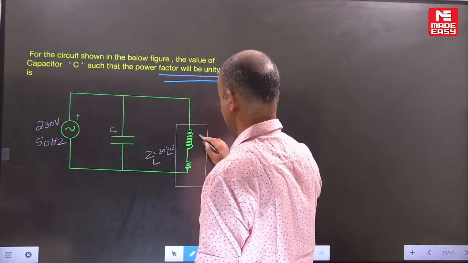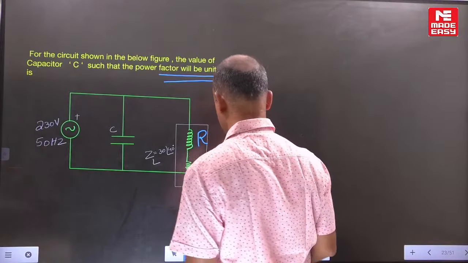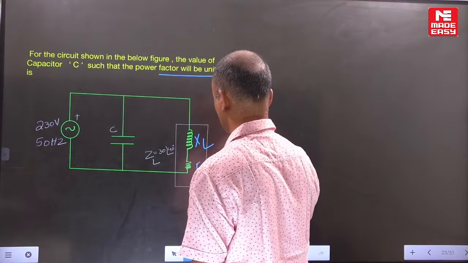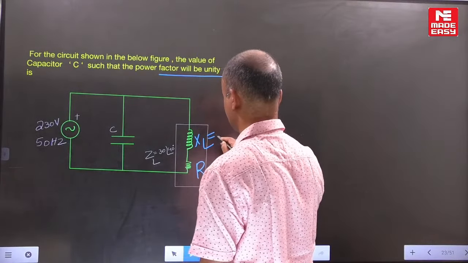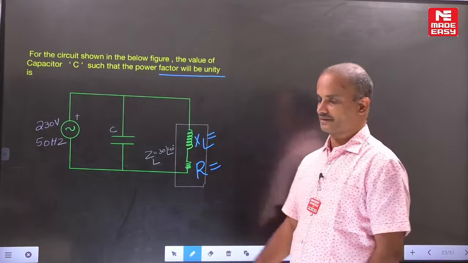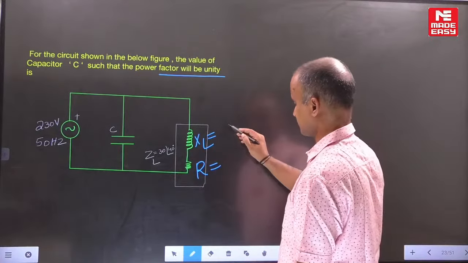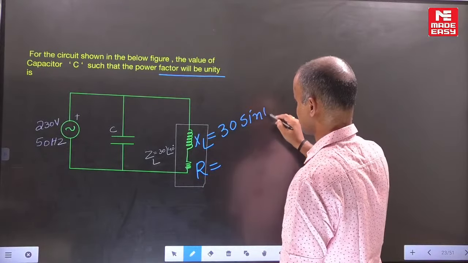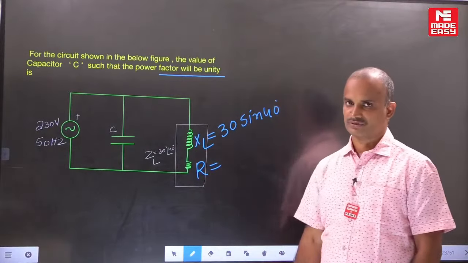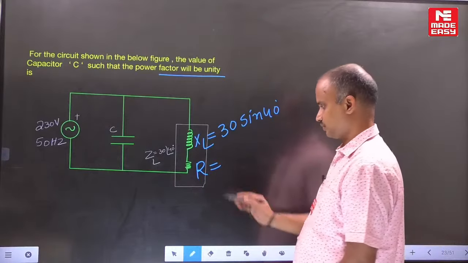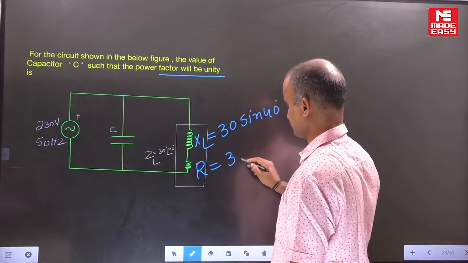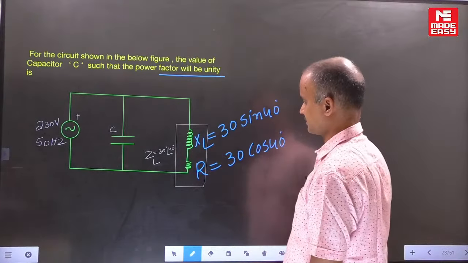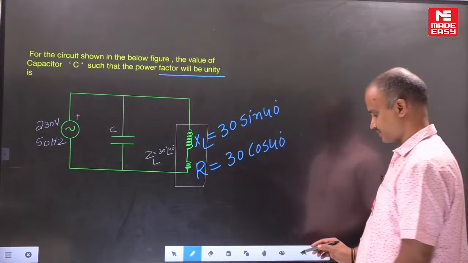Now can you divide this impedance into two parts? The corresponding inductive reactance and the resistance value. If you expand this one, corresponding reactance, what do you write? 30 sin 40 degrees. Simply, it is Z sin theta. What is the resistance value? 30 cos 40. That means the entire impedance we separate into two parts.